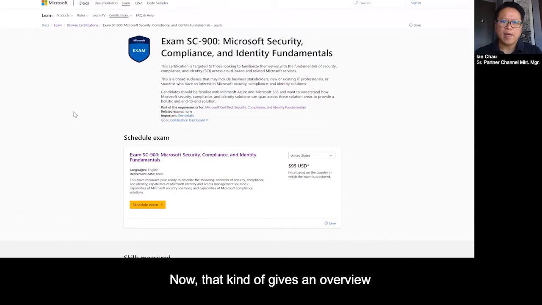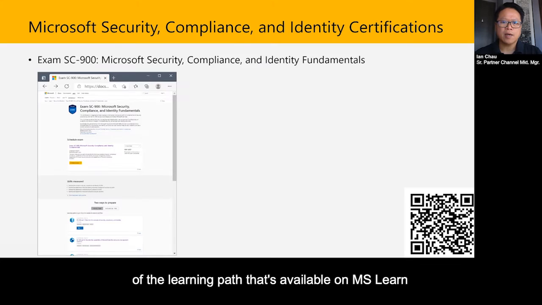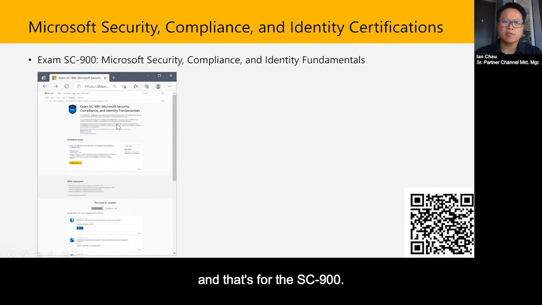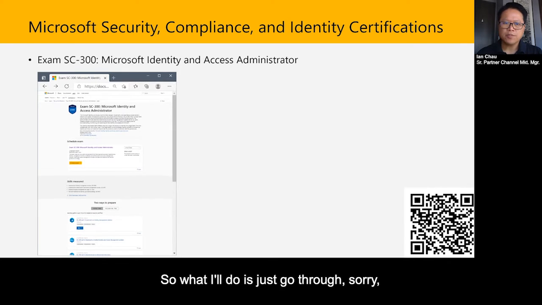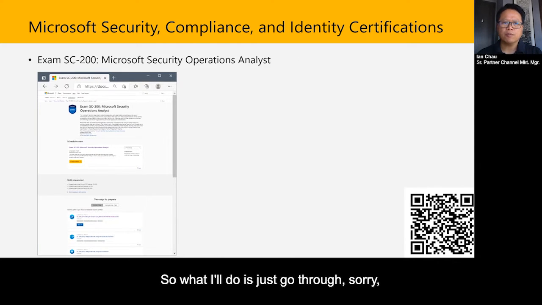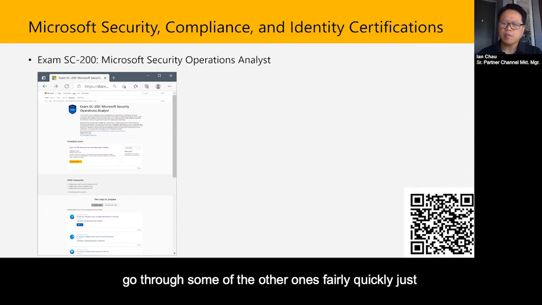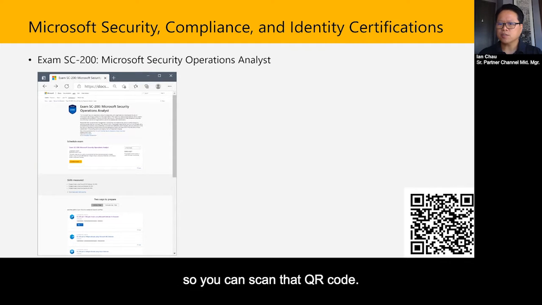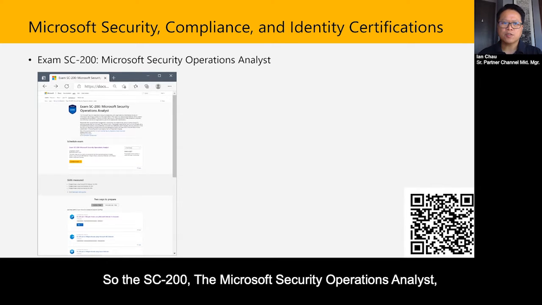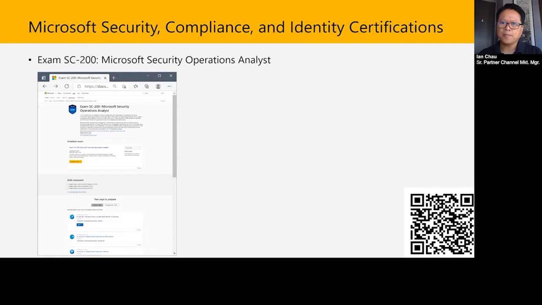That gives an overview of the learning path that's available on MS Learn, and that's for the SC900. So what I'll do is go through some of the other ones fairly quickly, so you can scan that QR code. So the SC200, the Microsoft Security Operations Analyst.